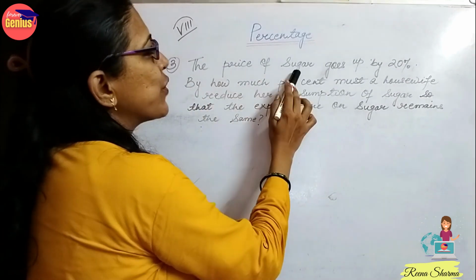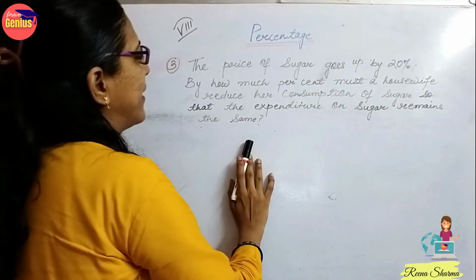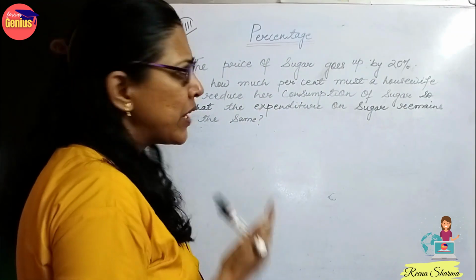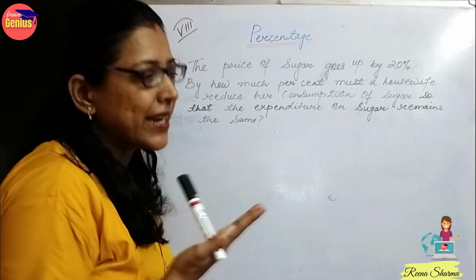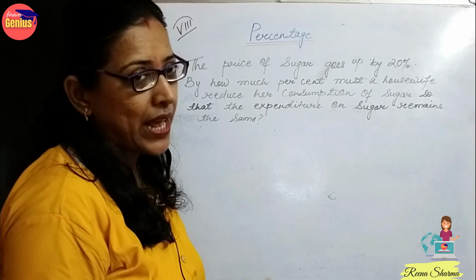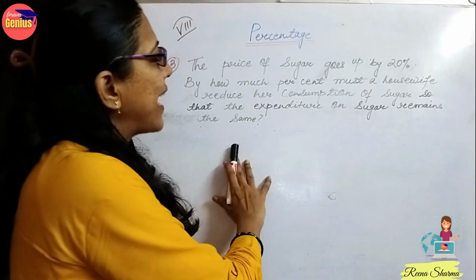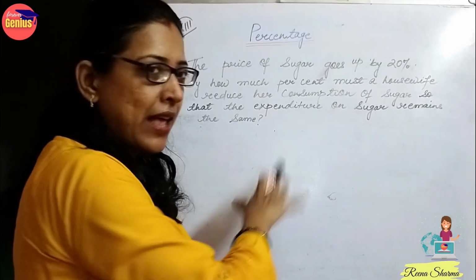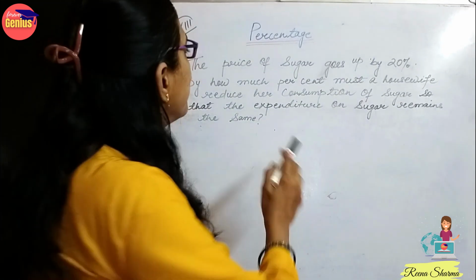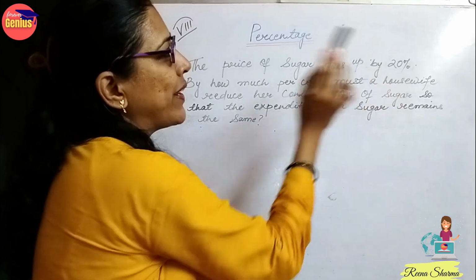The price of sugar goes up by 20%. Suppose the price of sugar is 100. Why am I taking 100? I can take any other number also. But percentage is calculated on 100, and when we take 100, the calculation becomes easy. So better take 100. So the price of sugar goes up by 20%.